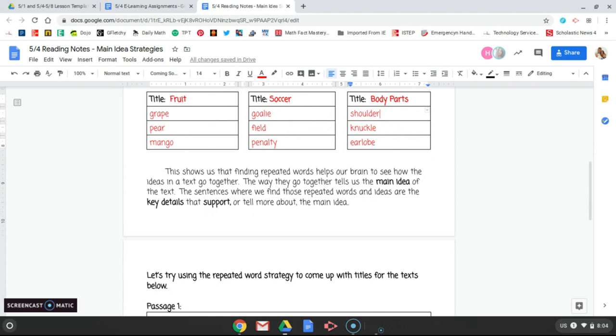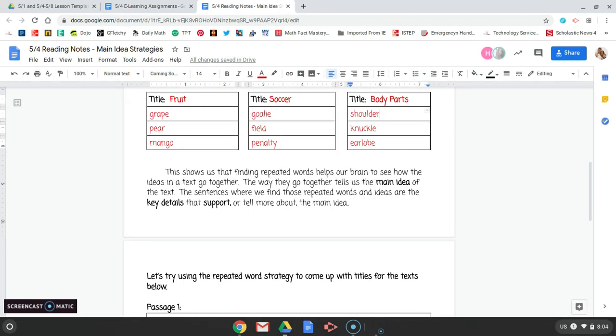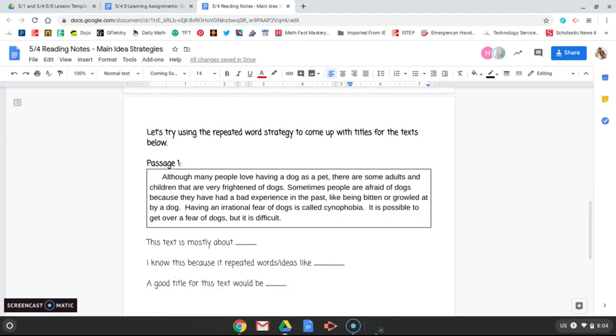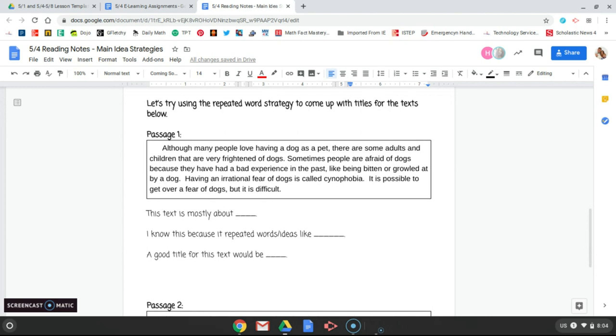It says this shows us that refining repeated words helps our brain to see how ideas in a text go together. The way they go together tells us the main idea of the text. The sentences where we find those repeated words and ideas are the key details that support or tell more about the main idea. So we're going to use the same thinking now, and we're going to apply it to a text.